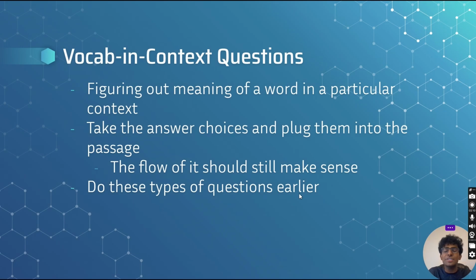All right, vocab and context. That is actually a type of question that you could do as one of your first ones. It's basically figuring out the meaning of a word in a particular context. So you'll have a specific line and you'll basically almost have to substitute an answer choice in for that word and make sure it still makes sense. So that's my main strategy here. Try to take the answer choices and plug them into the passage at that particular point for the word, and the flow of the passage should still make sense. It's in the correct context.